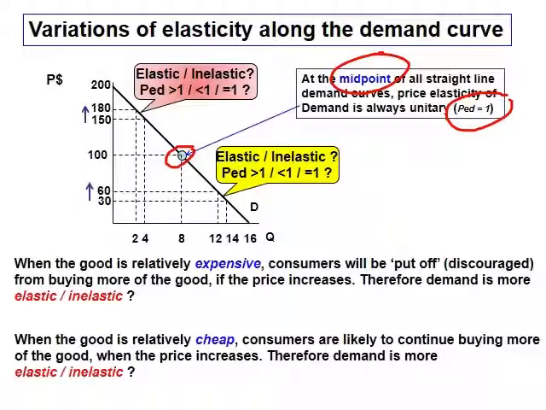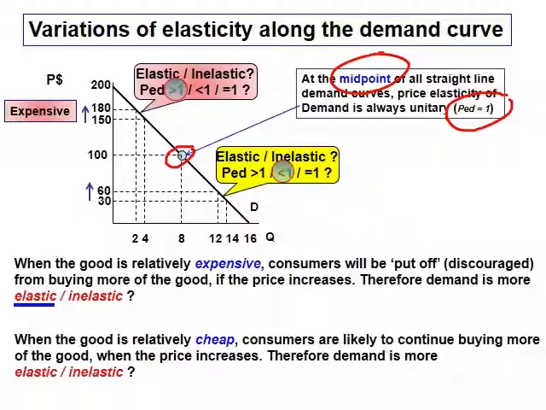So mathematically, of course, as you go up above that point, the coefficient must be greater than 1. And this is fairly logical when you think about it, because as the good becomes more and more expensive, buyers are more sensitive to changes in price, and so demand becomes more elastic.